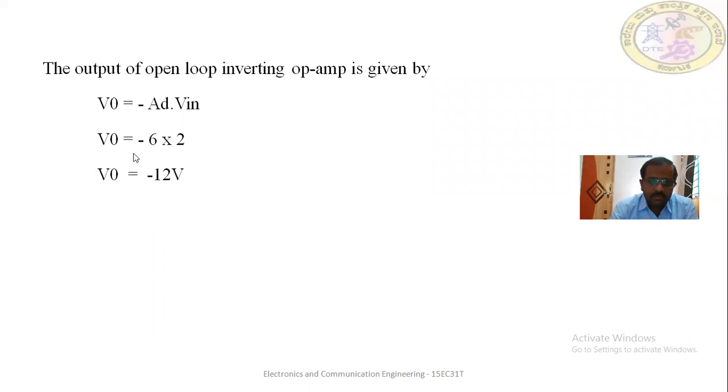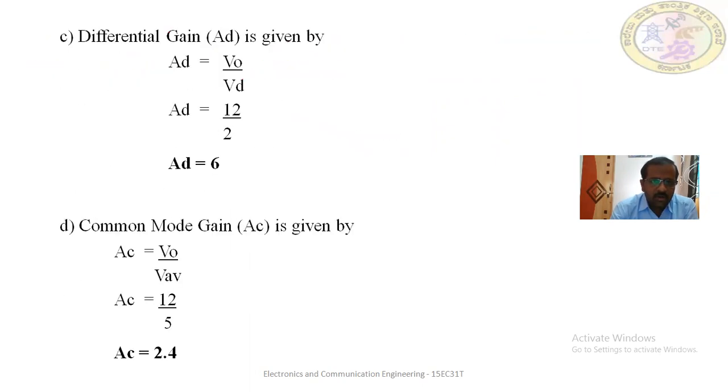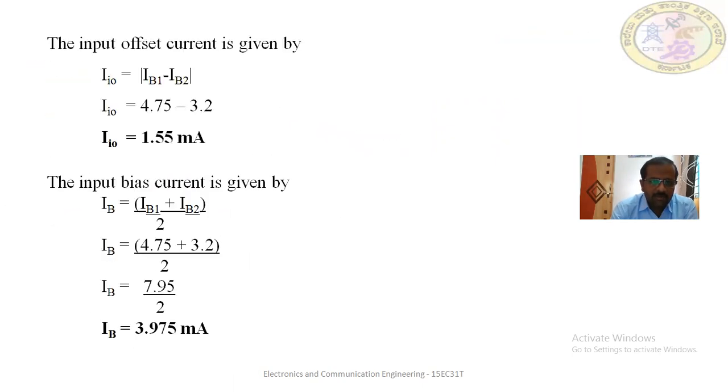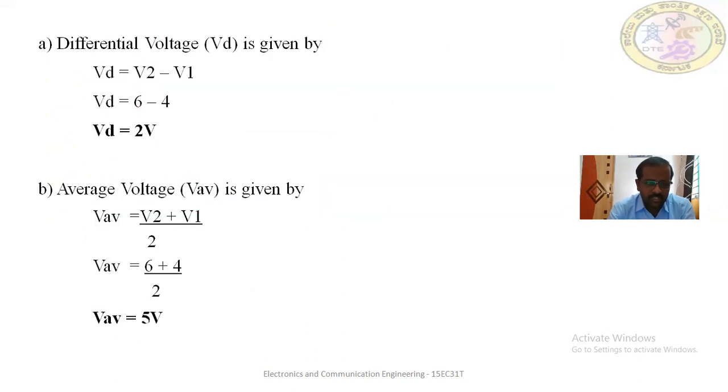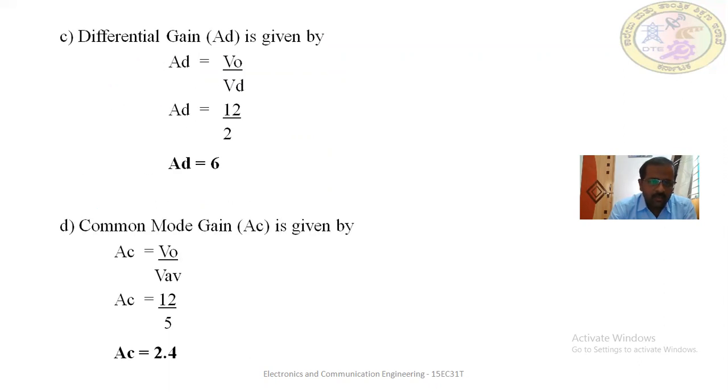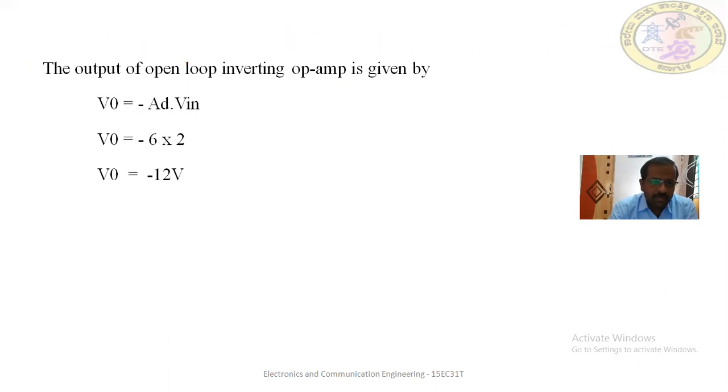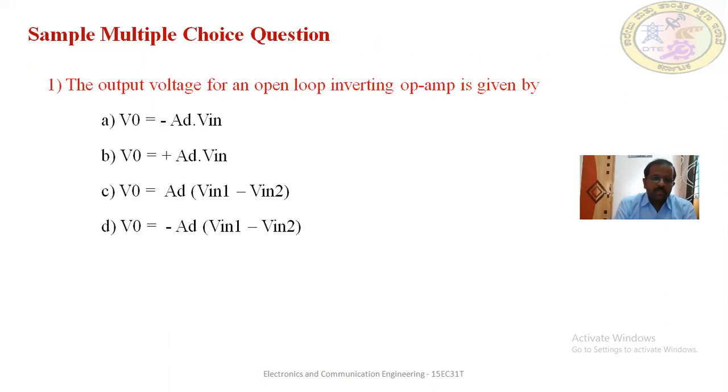Okay, so all these are sample problems on the operational amplifier parameters and also on the open loop configurations of the op amp. If you see the sample multiple choice questions here, I am going to use a sample multiple choice question. It can be asked: the output voltage for an open loop inverting op amp is given by.